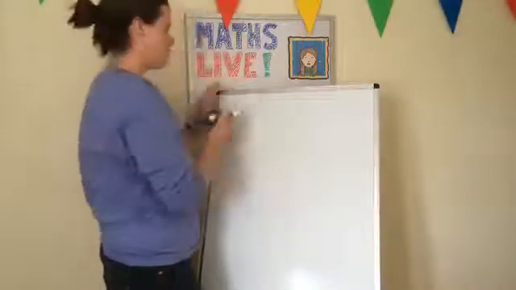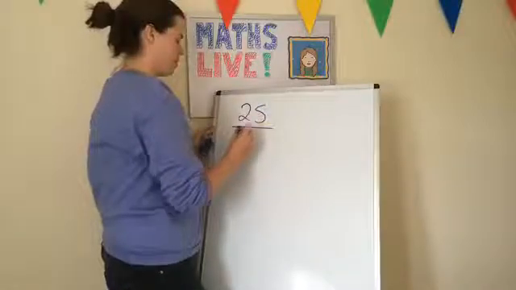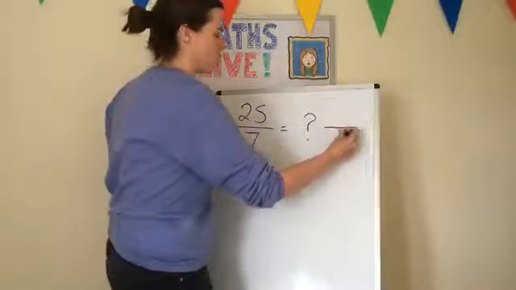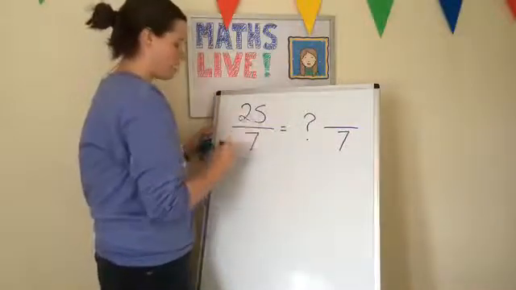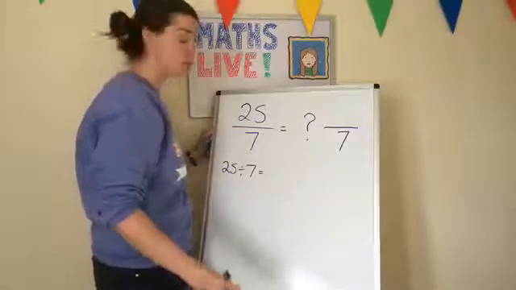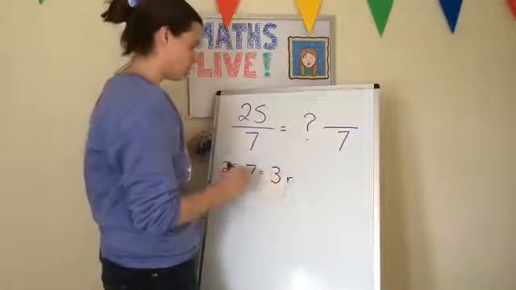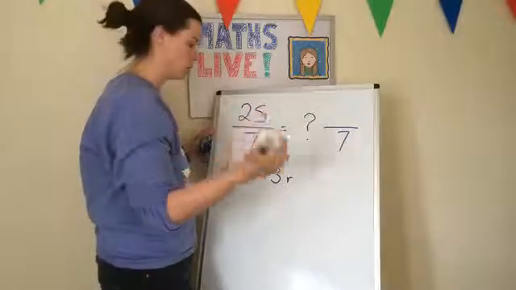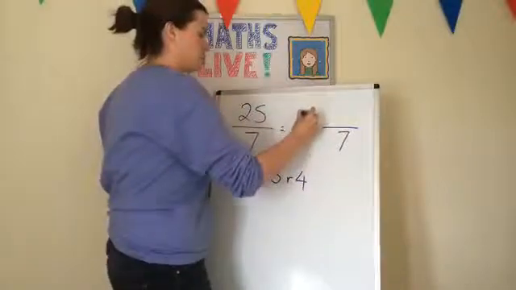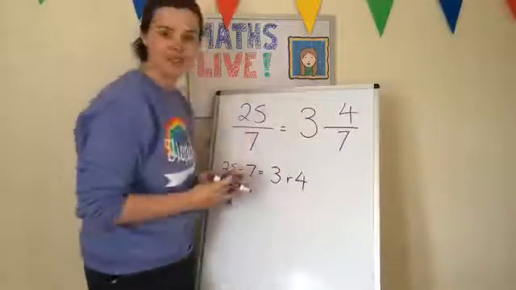So you might have 25 over 7. Okay, so your number is going to be something over 7. So I'm going to think about how many groups of 7 in 25. So 1 7 is 7, 2 7s are 14, 3 7s are 21. So 21, so that's 3 remainder, 21, 22, 23, 24, 25. So there's 4 left over. So my answer is 3 wholes, and then there's 4 out of those sevenths left over.